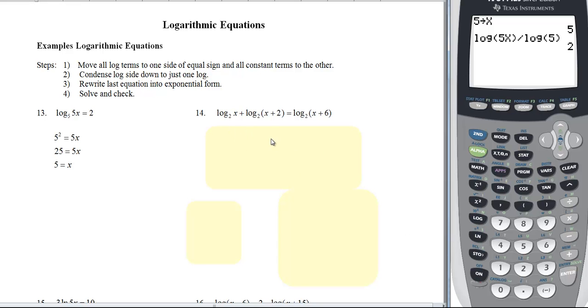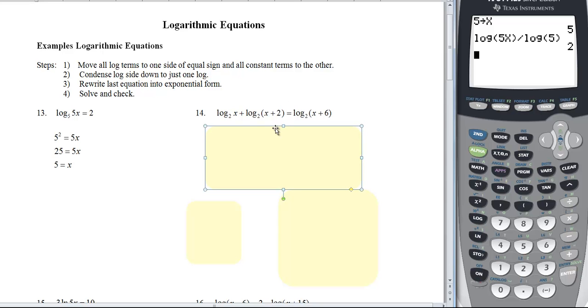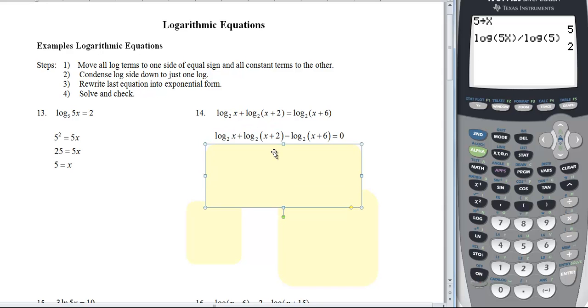Alright, let's try this one. I've got logs all over the place. So I'm going to bring this log over to the other side, and if I do that, I'm going to have 0 left on the right. Now doing QProp in reverse, I look for powers. Powers are located in front of the logs. I do not see any. So after powers, I have products. Got a product here. Remember, it's indicated by addition. So this is going to be condensed down to log x times x plus 2 base 2.